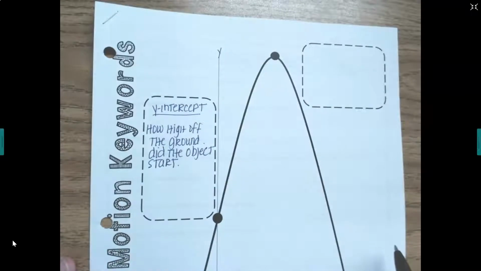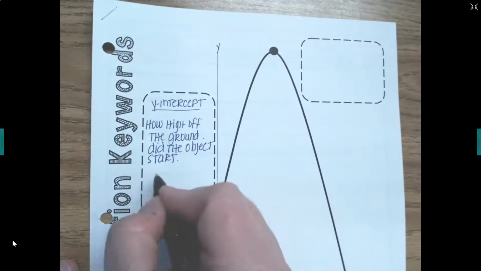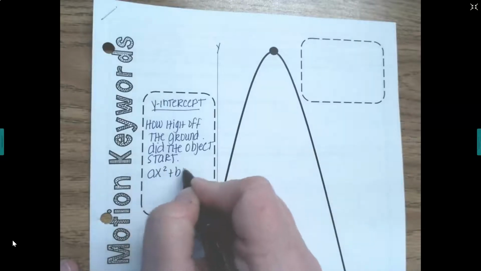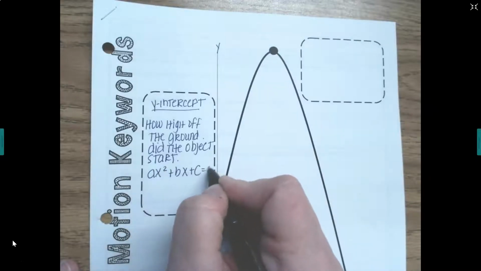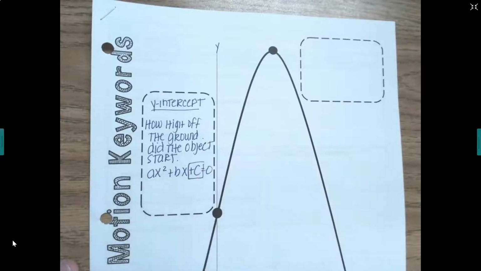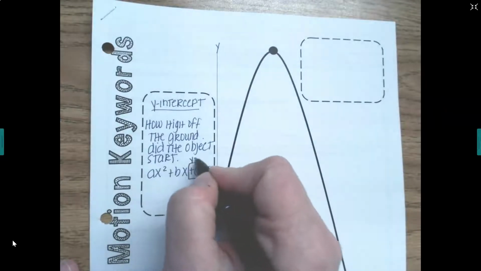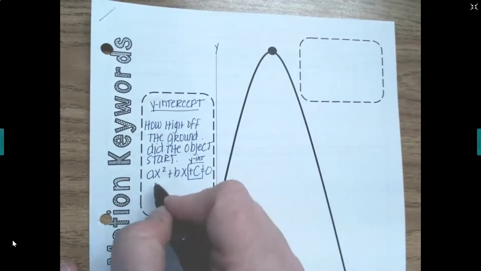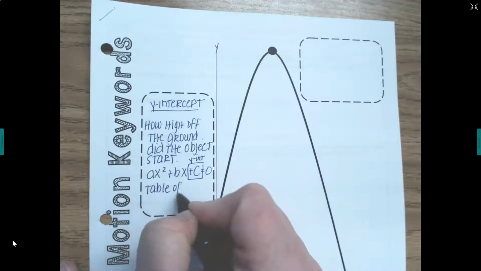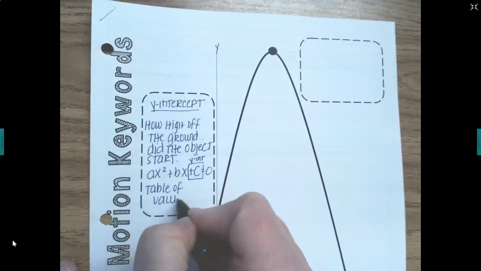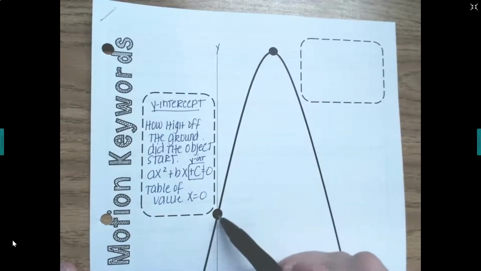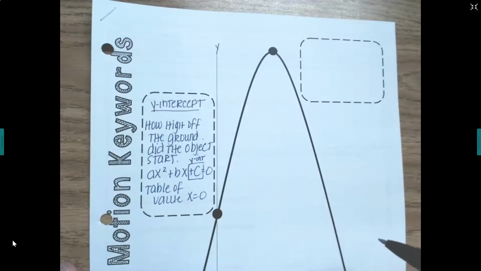Remember, there are a couple of ways we can look for this. When we're in standard form, ax squared plus bx plus c, your c is your y-intercept. So you can look at the equation. In the table of values, it's where x is 0. That will tell you how high you're starting off the ground.